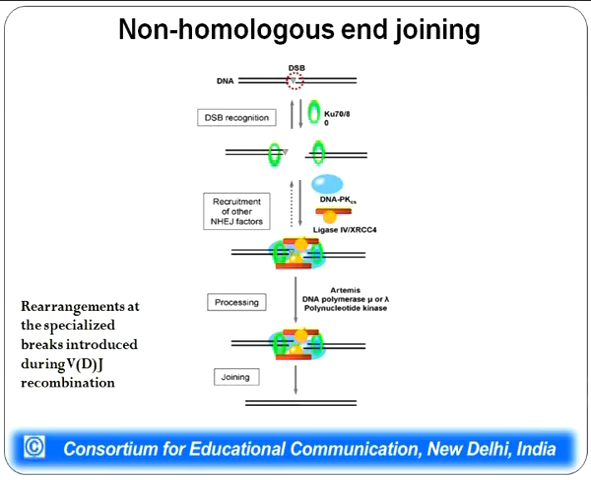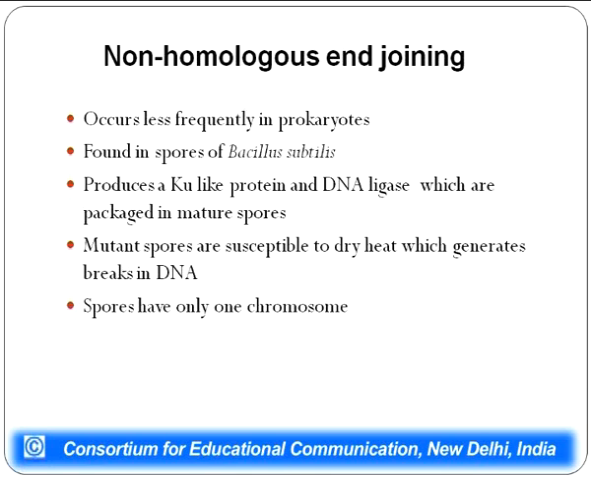It has been found in eukaryotes that this particular non-homologous end joining mechanism also is involved in formation of various types of antibody during VJ recombination. This particular mechanism occurs less frequently in prokaryotes, and it occurs more frequently in eukaryotes. However, it is found in some organisms like Bacillus subtilis.